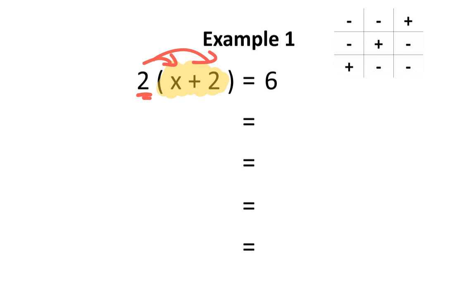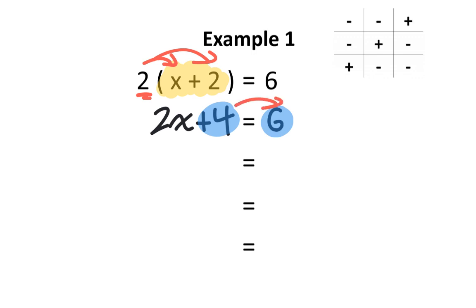Therefore, x multiplied by 2 is going to become 2x, and positive 2 multiplied by 2 is positive 4. The 6 on the other side stays exactly the same. At this point, you want to look for like terms. You'll notice that positive 4 and 6 are both like terms. Like terms like to be together, which means you can bring the positive 4 over to be with the 6, or you can bring the 6 over to be with the positive 4. I'm going to bring the positive 4 over to be with the 6.